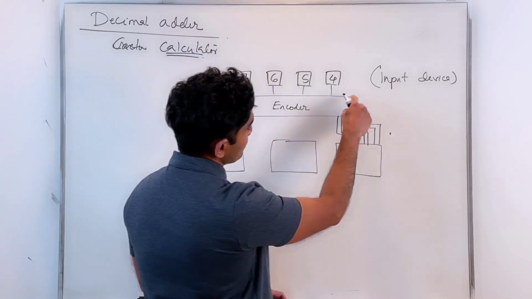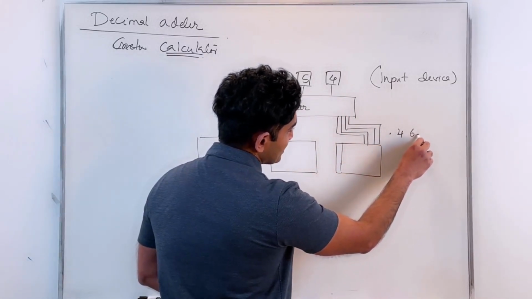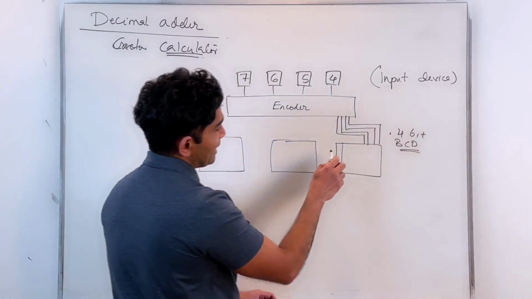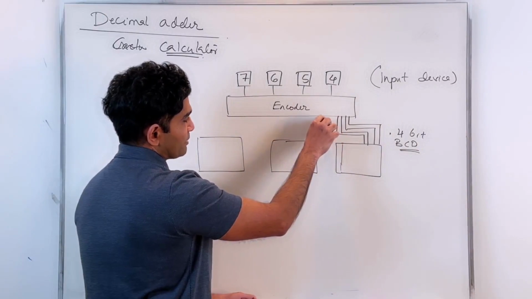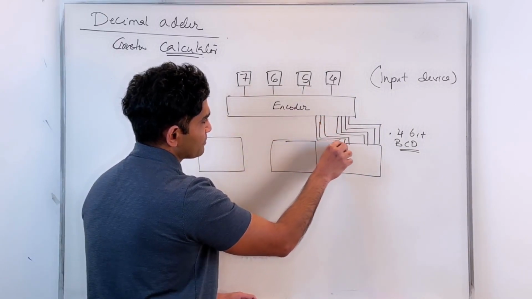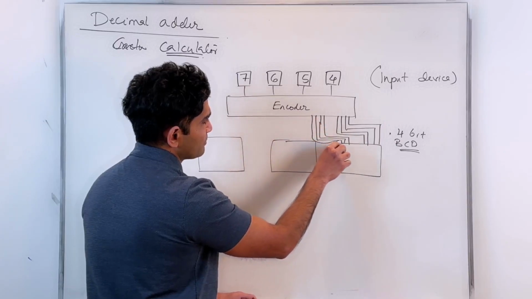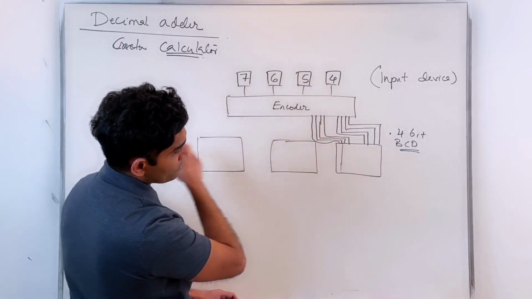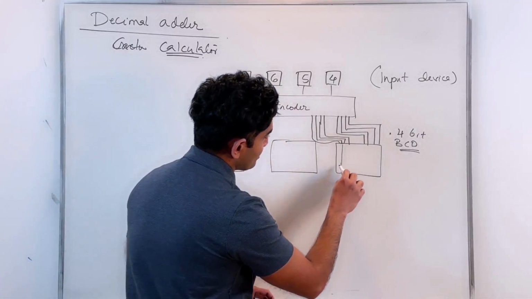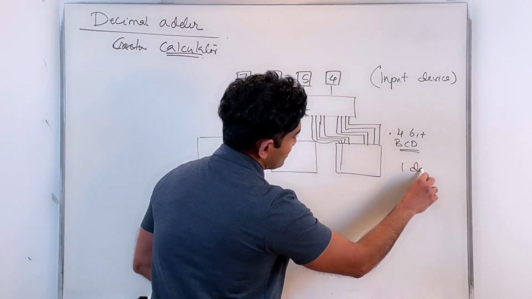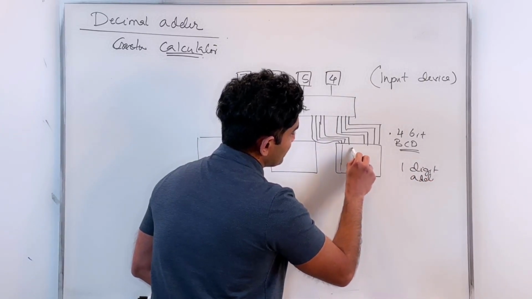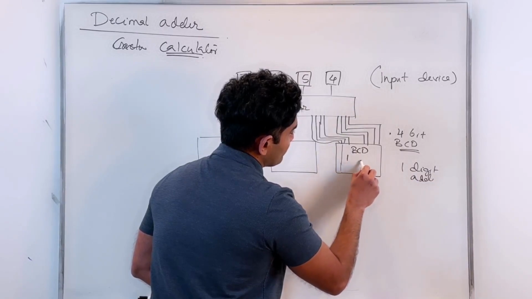Each of my digits is converted into a 4-bit binary coded decimal value, right? And likewise, I have the other digit coming in as a 4-bit binary value, and so on. I'm not going to show it for everything, but let's consider this one-digit adder. That's your BCD adder, BCD one-digit adder.